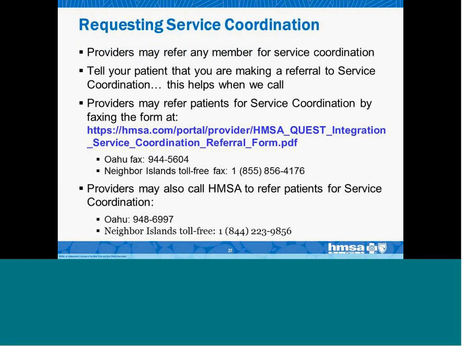Any member may be referred for service coordination. We ask that providers inform the patient that you are making a referral to service coordination so that the member is aware and they're expecting it when we call them. If you have patients who might benefit from service coordination, you may either fax a request form to HMSA or call the phone number listed here on this slide to get the process started.